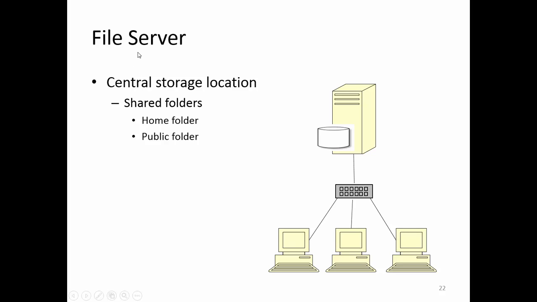So a file server is a central storage location that has shared folders on it. And there are two types of shared folders: a home folder, which is only accessed by one person at a time, or a public folder, which can be accessed by multiple people.